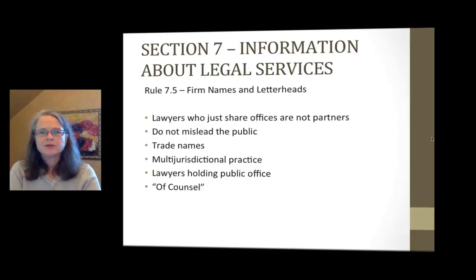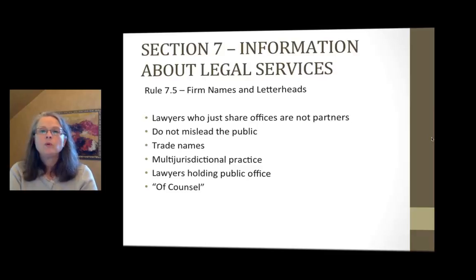Let's talk about multi-jurisdictional practice again. The firm obviously can use the same name nationwide, but the firm has to identify which lawyers work in which offices, which lawyers are licensed to work in which states. So there's no confusion that all the lawyers are licensed in all the states where the law firm does business.